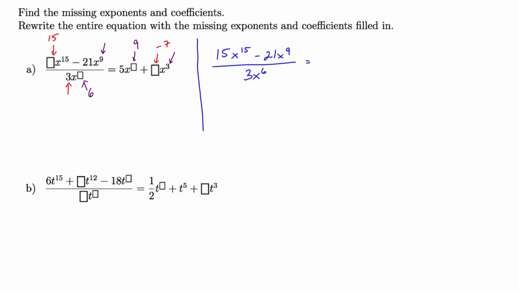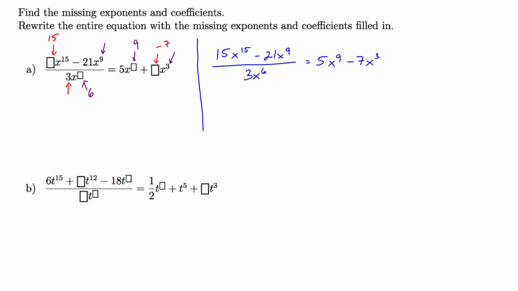15x to the 15th divided by 3x to the 6th. 15 divided by 3 is 5. X to the 15th divided by x to the 6th is x to the 9th. The second term, negative 21x to the 9th, divided by 3x to the 6th. Negative 21 divided by 3 is negative 7. X to the 9th over x to the 6th is x to the 3rd. So we obtained 5x to the 9th minus 7x to the 3rd, which matches the work we had originally done.